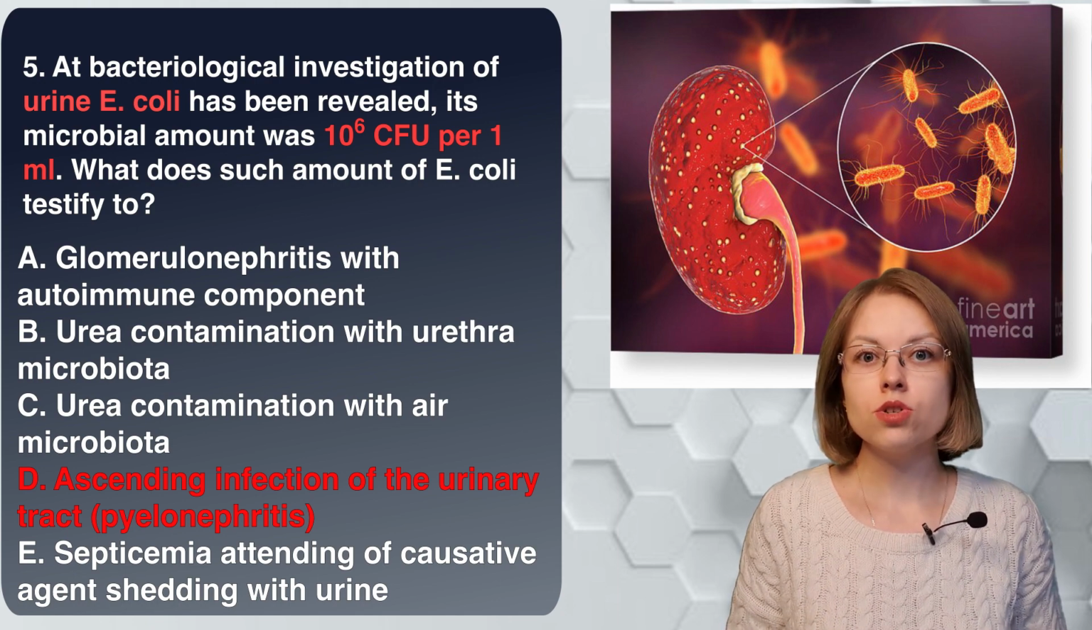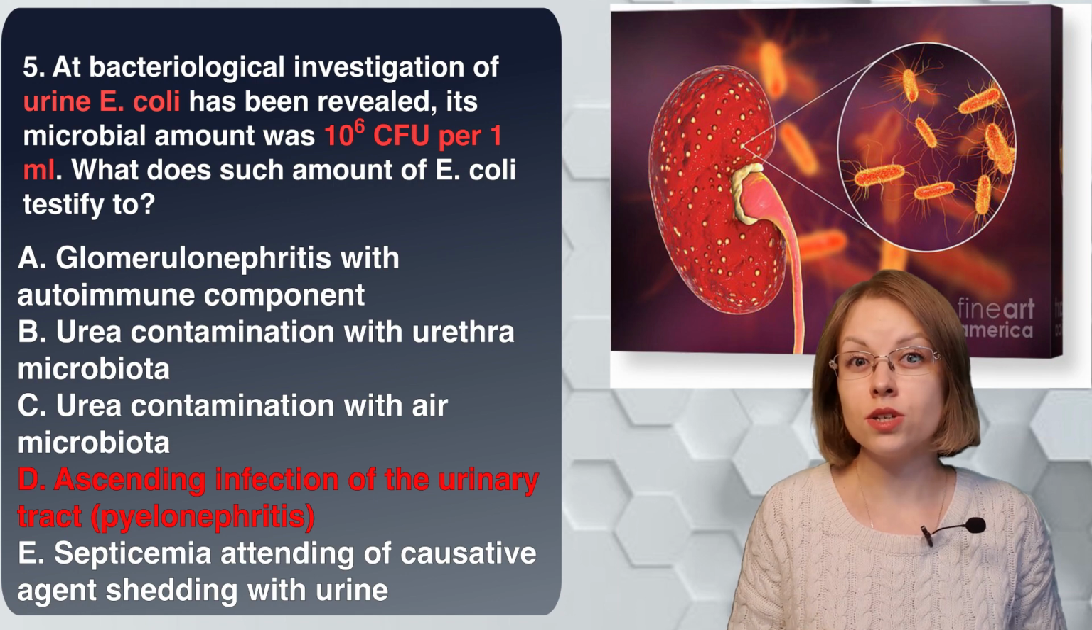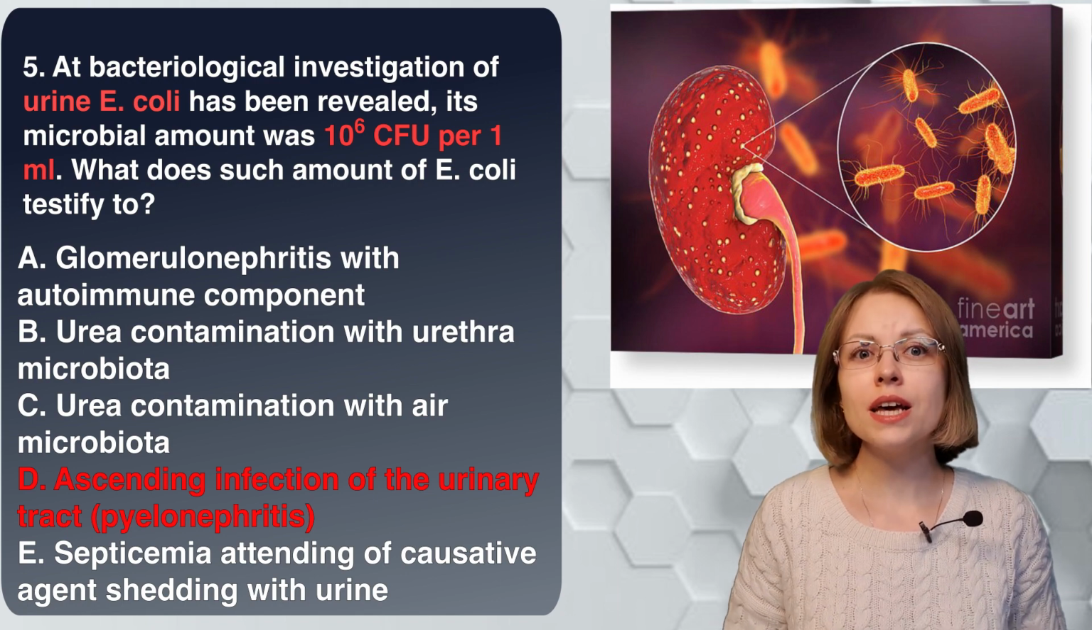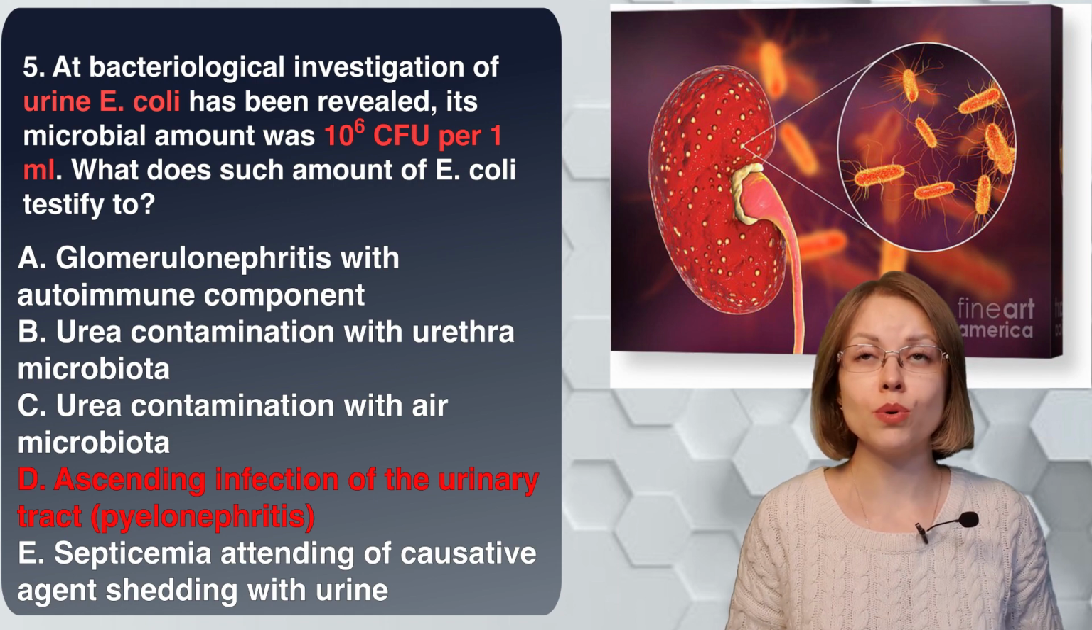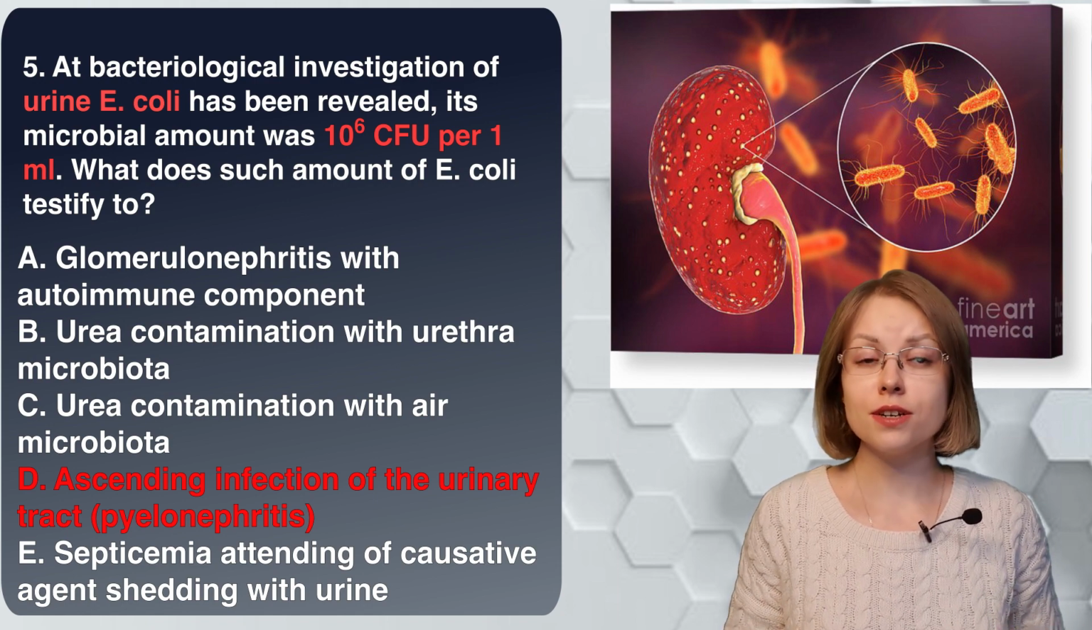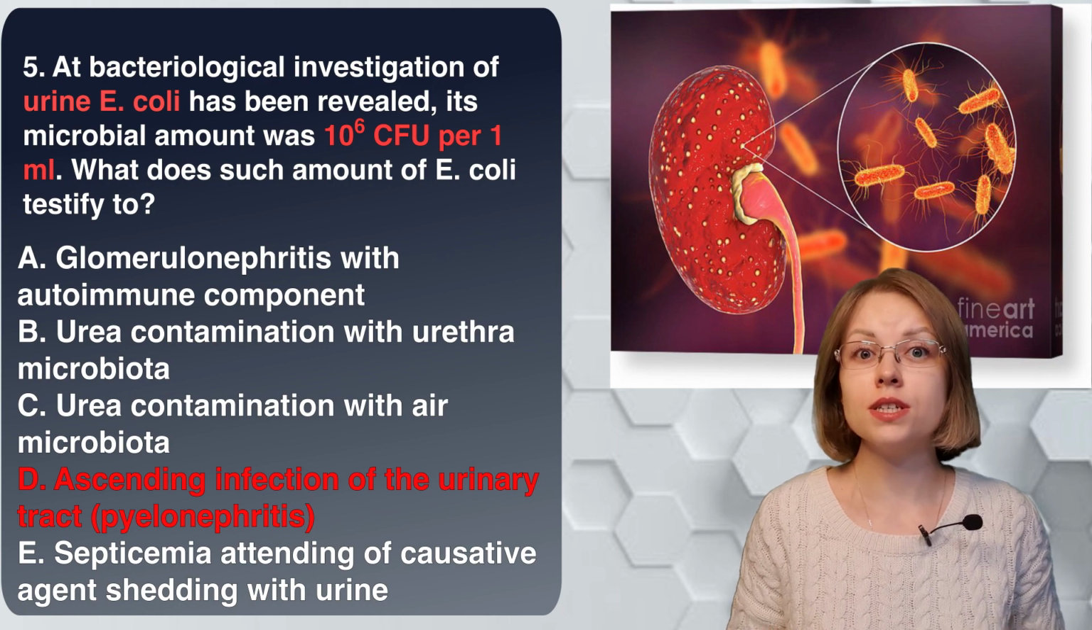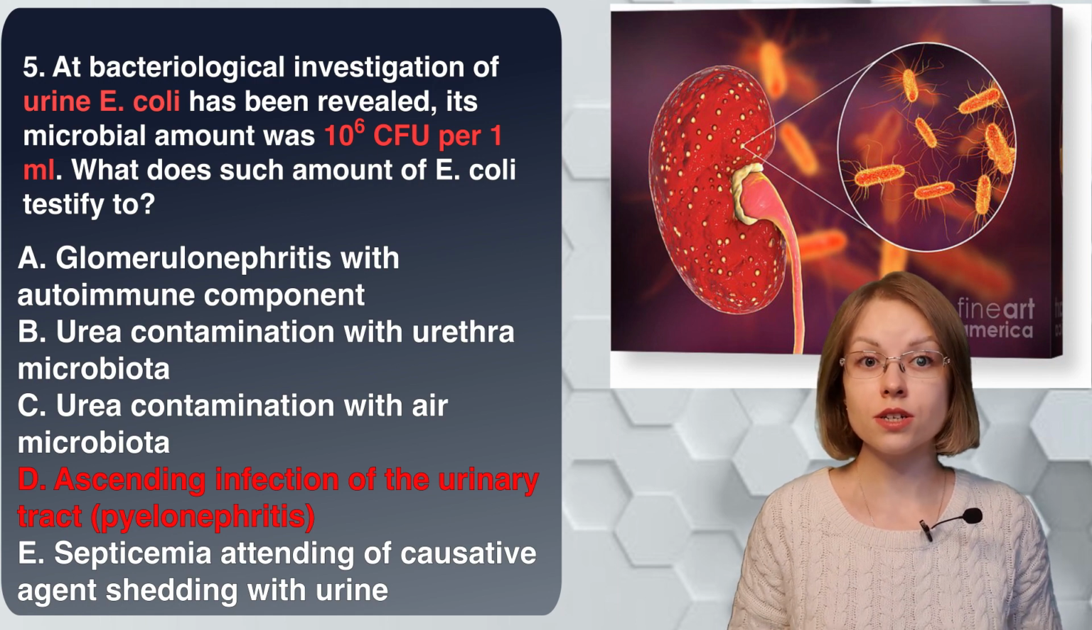Of course, the pathogen can be detected in the urine as a result, but less than 10 to the 5th power microbial cells per milliliter. Therefore, the correct answer is D, ascending urinary tract infection.